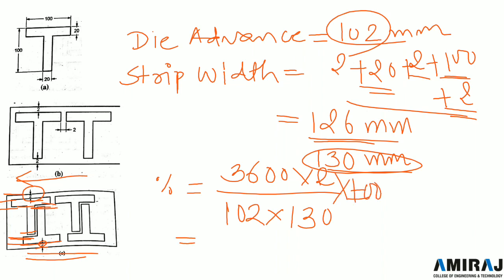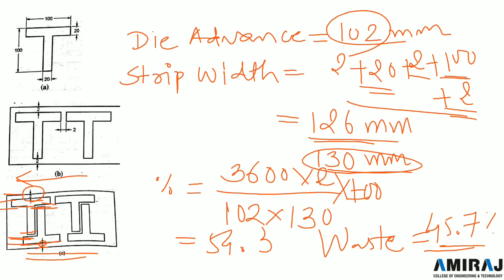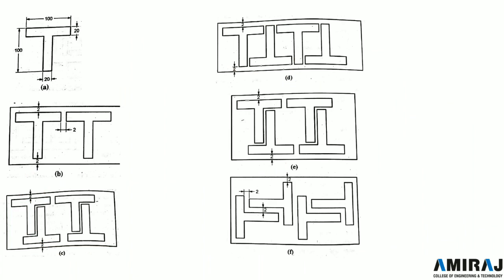So we can find the percentage utilization, which is 54.3, and the wastage will be equal to 45.7%. For this arrangement the wastage is 45.7%. Same way, if we calculate for the D arrangement, we have to multiply for the 2 times, then again for the E arrangement and F arrangement.